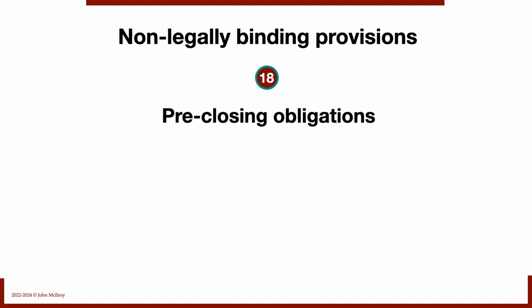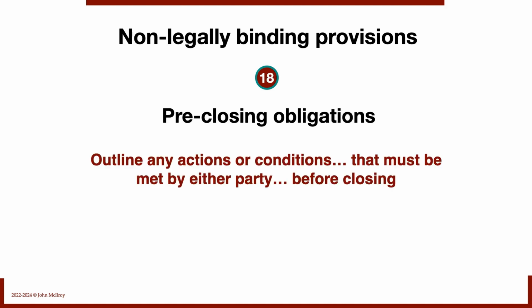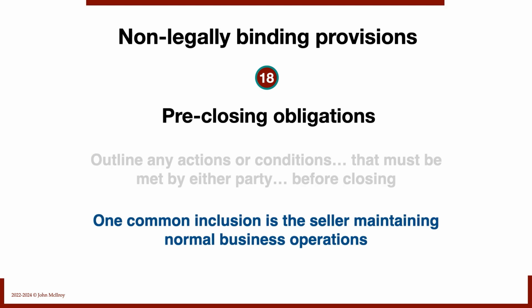18, pre-closing obligations. Outline any actions or conditions that must be met by either party before closing. One common inclusion, for example, is that the seller has to maintain normal business operations from the LOI date to the closing date. We don't want the wheels falling off the wagon or the business being driven off a cliff, so we'll put that in there.